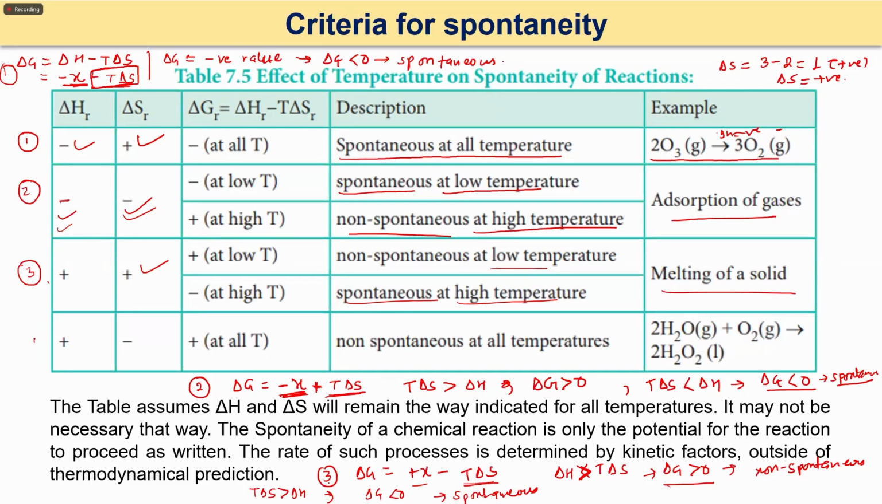Let us move to the last case. What if your delta H is positive and delta S is negative? If I write here delta G, your delta H is positive, that means plus X, and delta S is minus, minus minus will become plus, and the whole value will become T delta S with a plus sign. Here both are plus, that means your delta G will be greater than 0, whether the temperature is low or high. So your process will be non-spontaneous always. That means it is never spontaneous if your delta H is positive and delta S is negative.